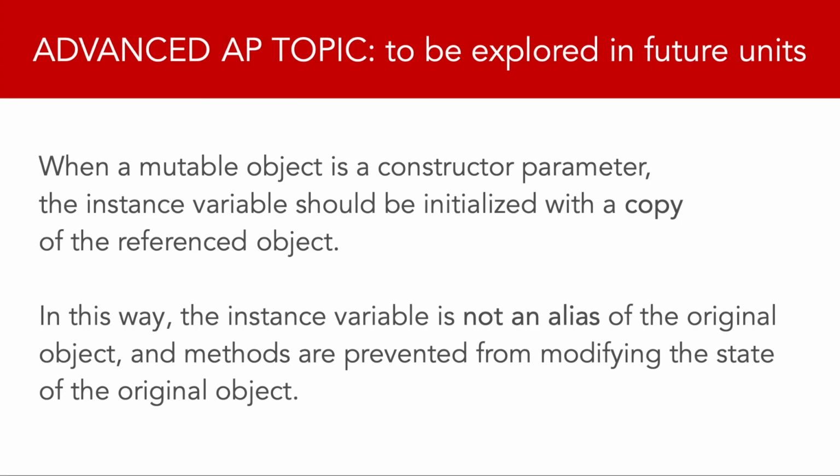When a mutable object is a constructor parameter, the instance variable should be initialized with a copy of the referenced object. In this way, the instance variable is not an alias of the original object, and methods are prevented from modifying the state of the original object.